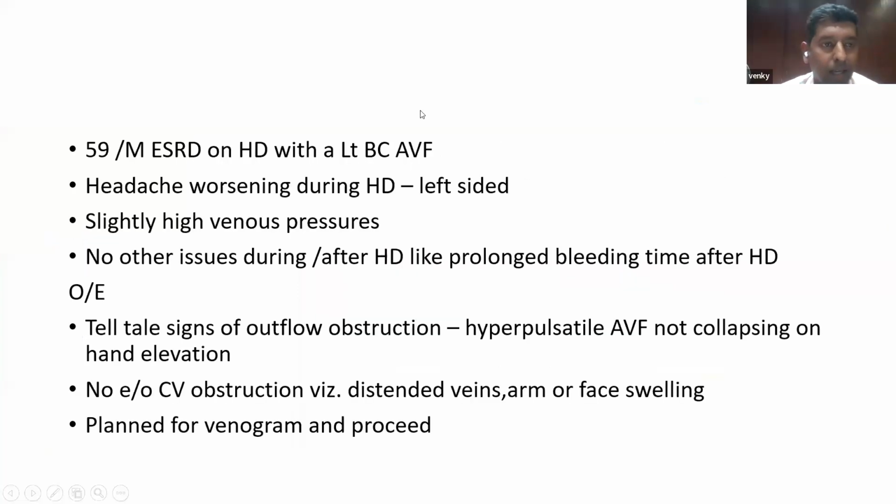So to start with, our patient is a 60-year-old end-stage renal disease patient on hemodialysis with a left brachiocephalic fistula. Was referred to us primarily with a headache on the left side, worsening during dialysis. Other than that, the venous pressure was slightly high. It was otherwise okay. No other issues during or after dialysis, like prolonged bleeding time.